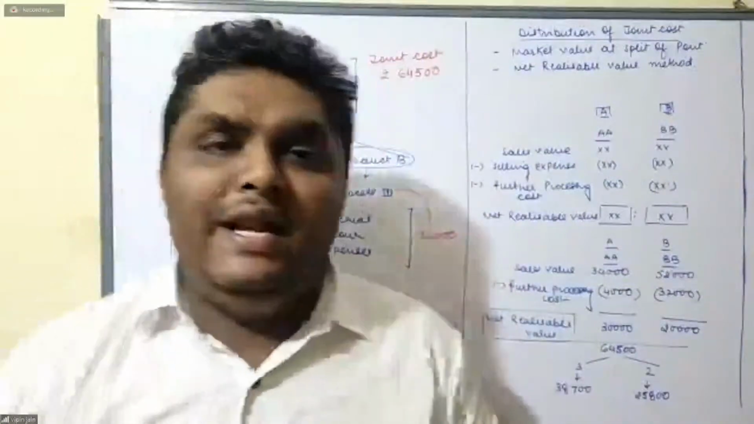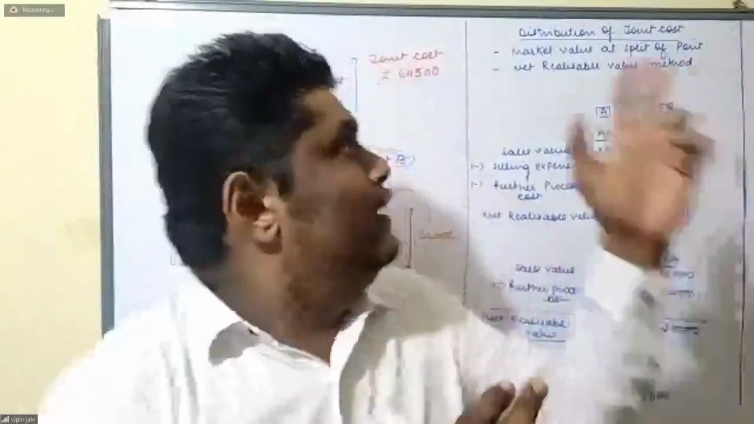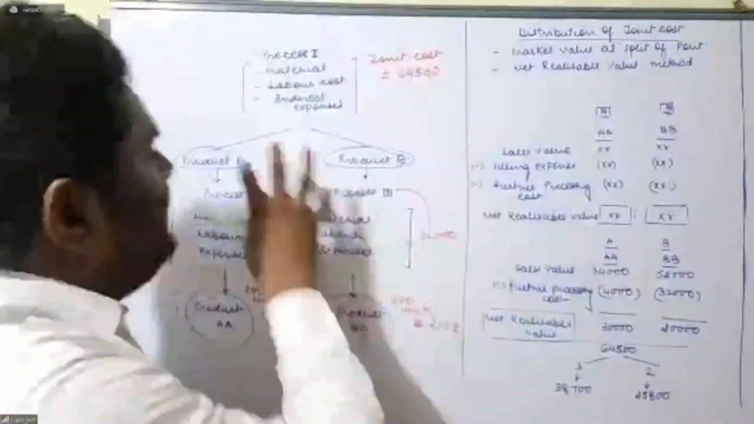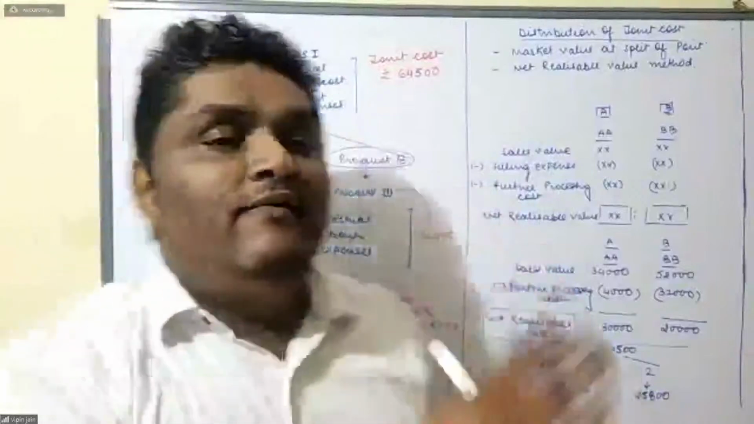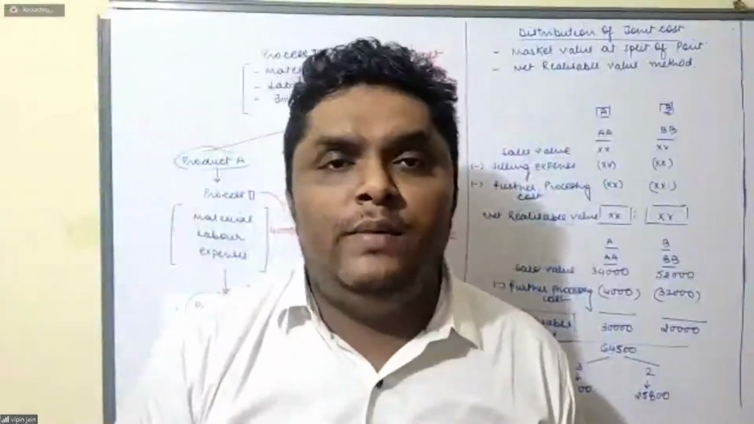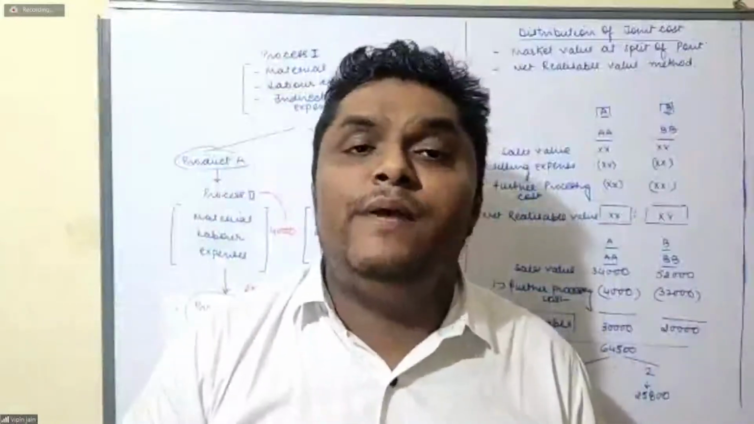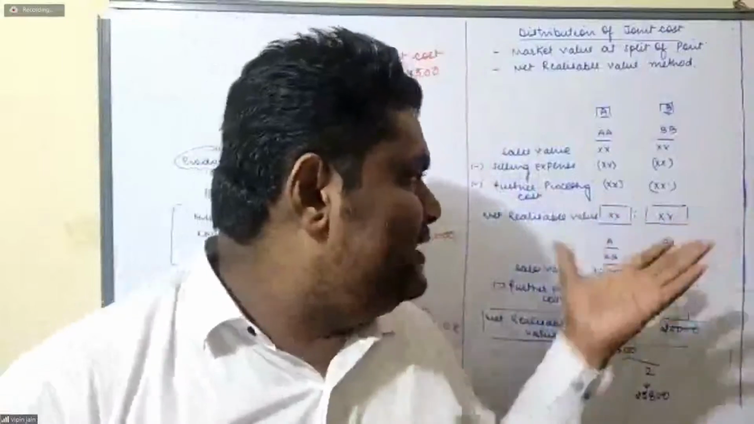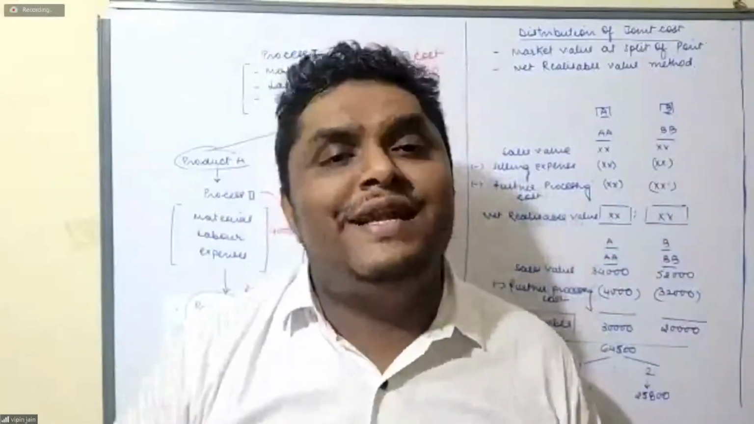So when talking about net realizable value, this method will apply only when the market value at split off point is not available. The market value of these two intermediate products are not available. Then we will apply net realizable value method. That is, we will first calculate the net realizable value, that is the dummy market value of product A and B. And once the dummy market value is calculated, we will distribute the joint cost in that ratio.